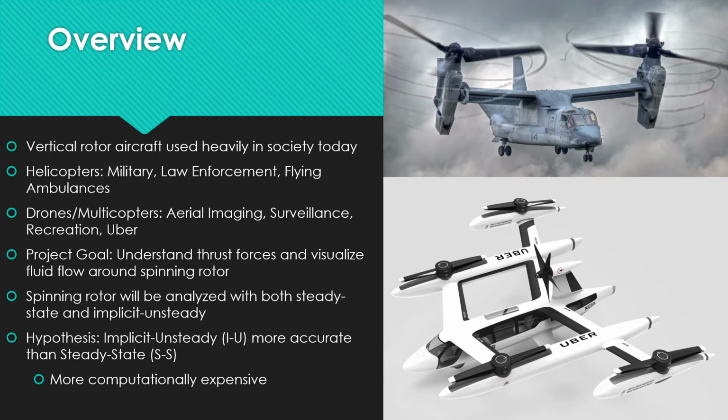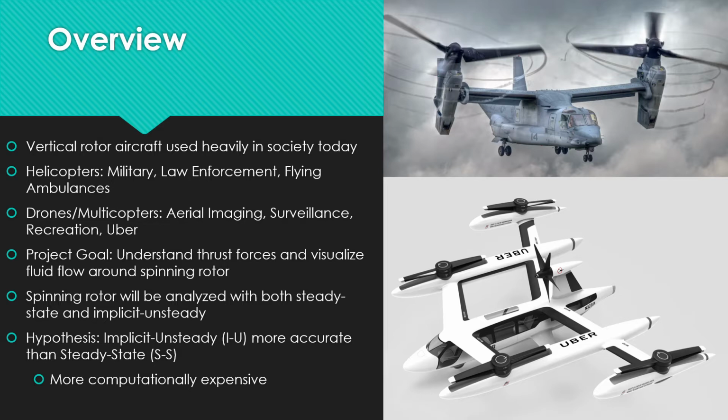The aim of this project is to further understand the thrust forces behind spinning rotors by using StarCCM Plus to visualize the fluid flow around the spinning rotor, in addition to calculating thrust produced by the rotor in a steady-state simulation and comparing it to experimental wind tunnel values. By confirming these simulated values as accurate, the next step of this project is to utilize an implicit-unsteady simulation in StarCCM Plus to determine if the accuracy changes.